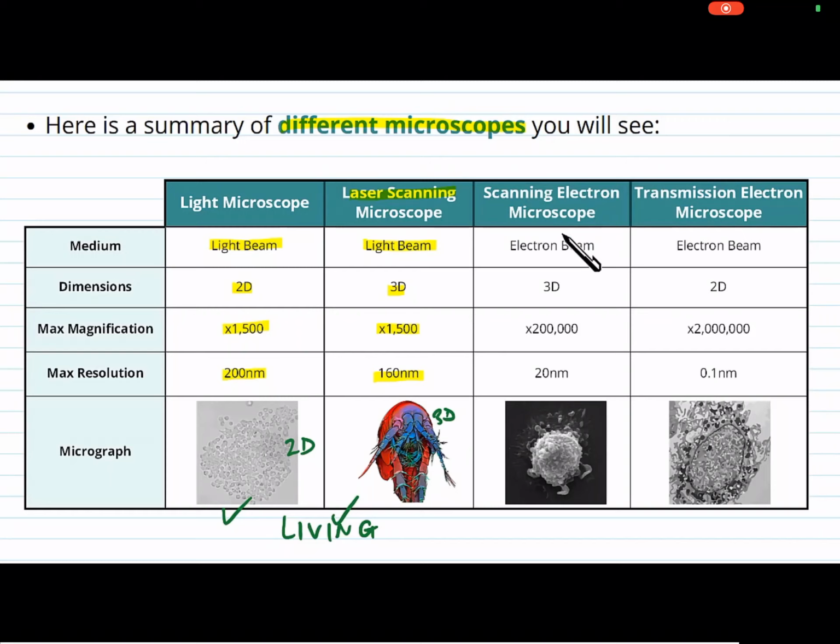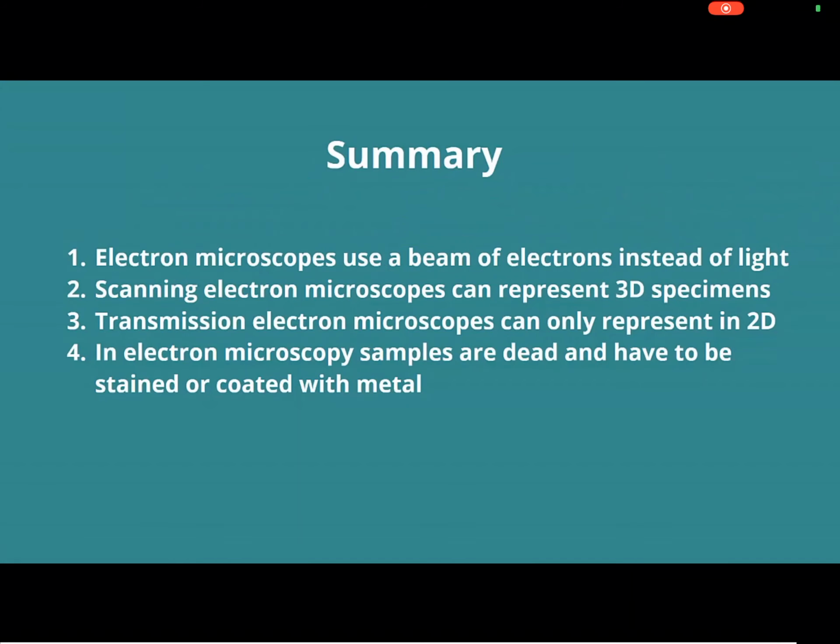The electron microscopes use electron beams. The scanning electron microscope gives us a 3D image, whereas transmission is only 2D. But the payoff for this is that the scanning electron microscope has a low magnification of 200,000 compared to 2 million, and it has a resolution of 20 nanometers compared to a much better 0.1 nanometers. Of course, they're both coated in metal and put into a vacuum, so the specimens are always going to be dead when they're viewed.